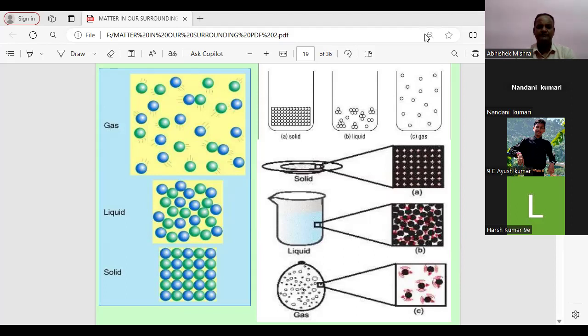The third difference. Solid has a fixed shape and fixed volume. Yes, Durgesh. Solid has a high density, liquid has less than solid.